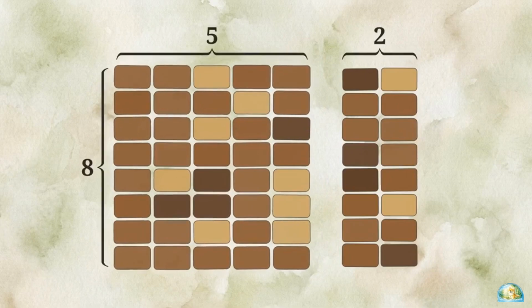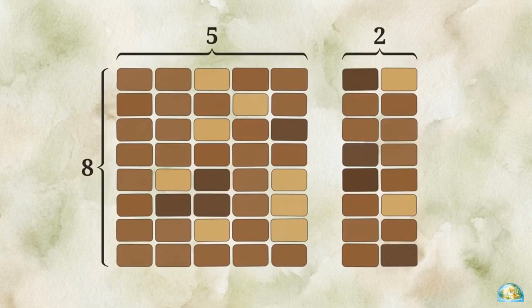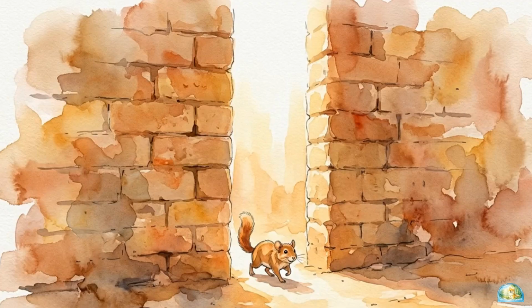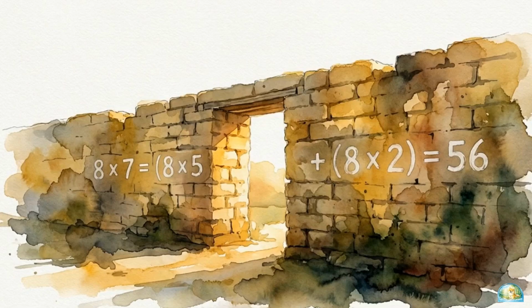We can calculate the 2 simpler parts independently. 8 times 5 is 40, and 8 times 2 is 16. This is the distributive property. Adding the 40 and 16 pieces back together yields 56 safely. Breaking numbers into smaller chunks lets us bypass hard calculations. 8 times 7 equals 8 times 5 plus 8 times 2, which equals 56.